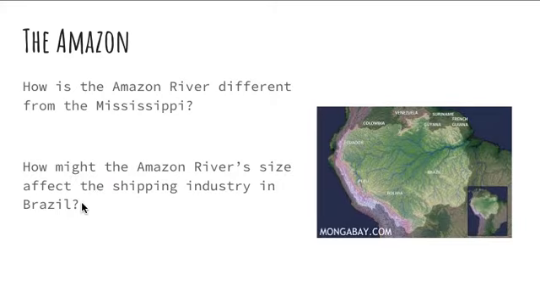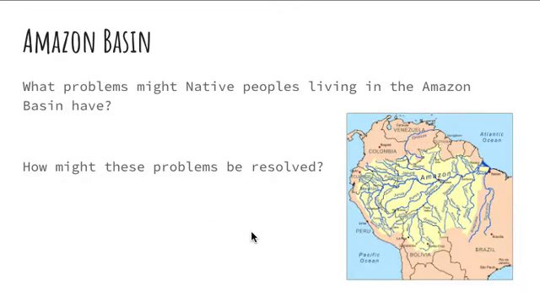How might the Amazon River's size affect the shipping industry? It mentioned that there's so much water and the size of the river is so great that ships and boats can get 2,000 miles from the coast into the inland or interior of the country. That's going to be huge for the different types of transportation and industry or economic activity that can happen because of this river. The Amazon Basin.